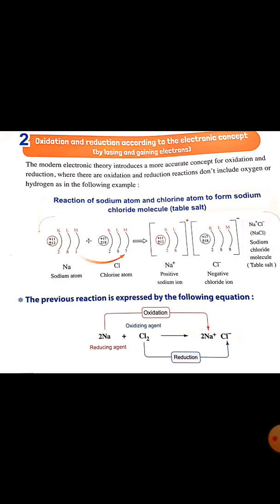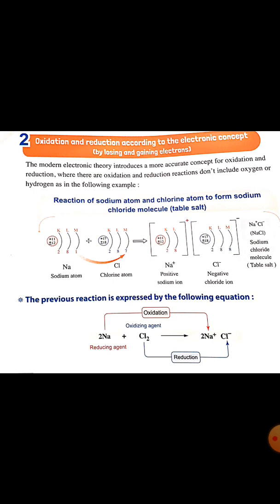But here in number 2, the oxidation and reduction process, according to the electronic concept, depends on gaining and losing electrons, not oxygen and hydrogen. So here, look down. Here we have sodium element plus chlorine gas gives sodium chloride. Look here. Sodium, here, it's an element. We have here a molecule.